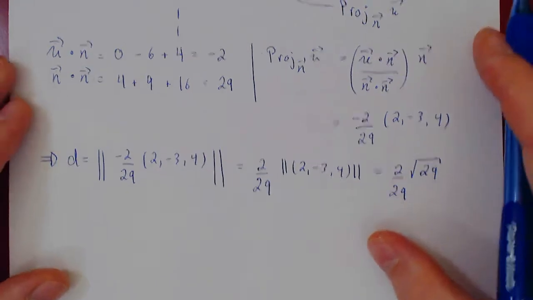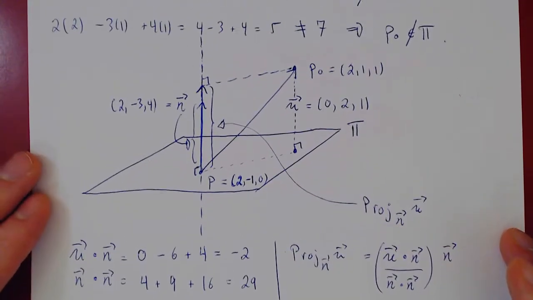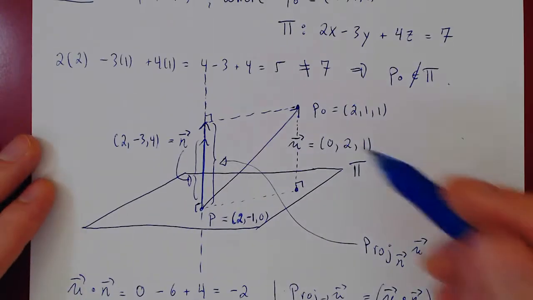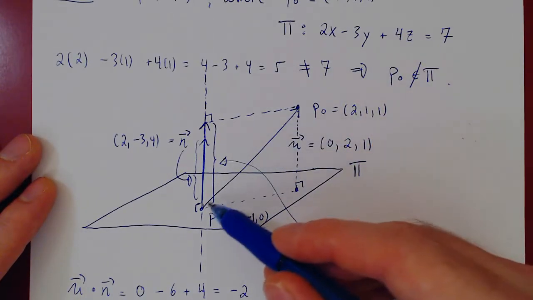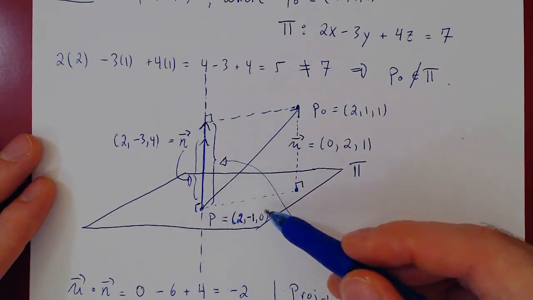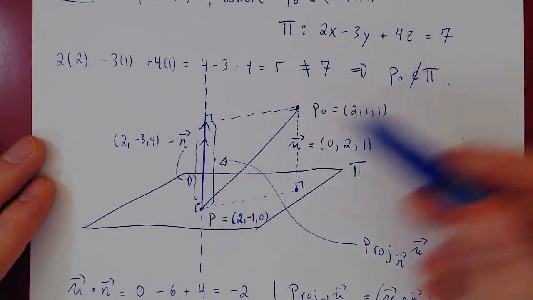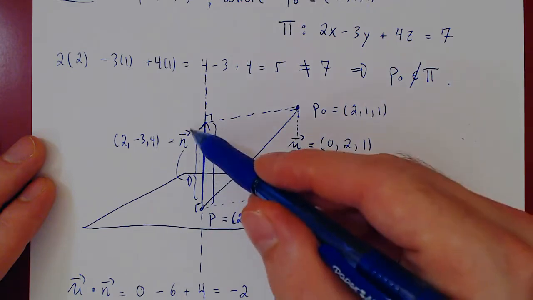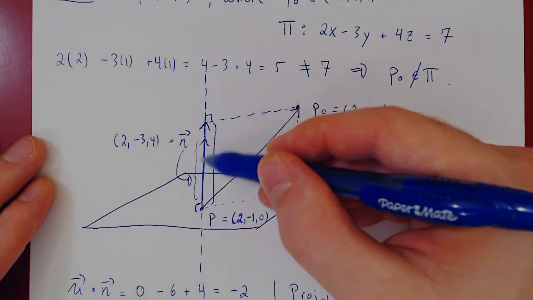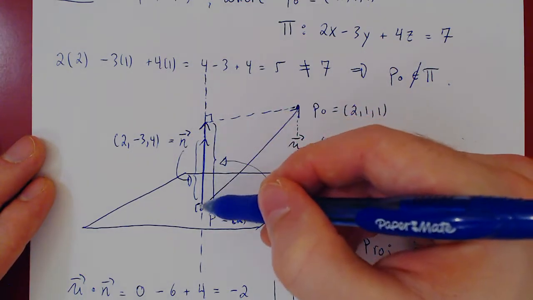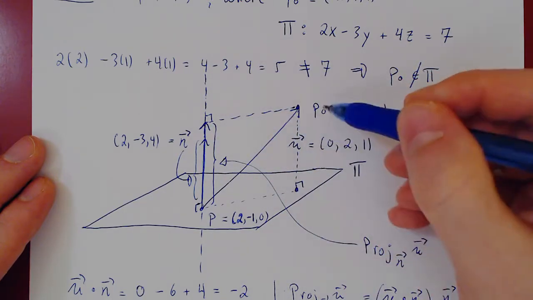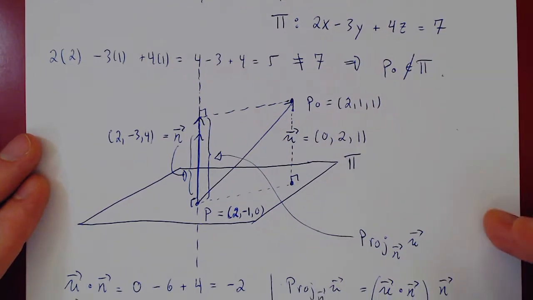And that's it. And you see once again with the help of the picture, we have a remarkably simple solution. Find any other point on the plane, so any point that solves this equation, form the vector u, project the vector u onto the normal vector of the plane, and the length of the vector obtained is exactly the distance between the point P0 and the plane pi.